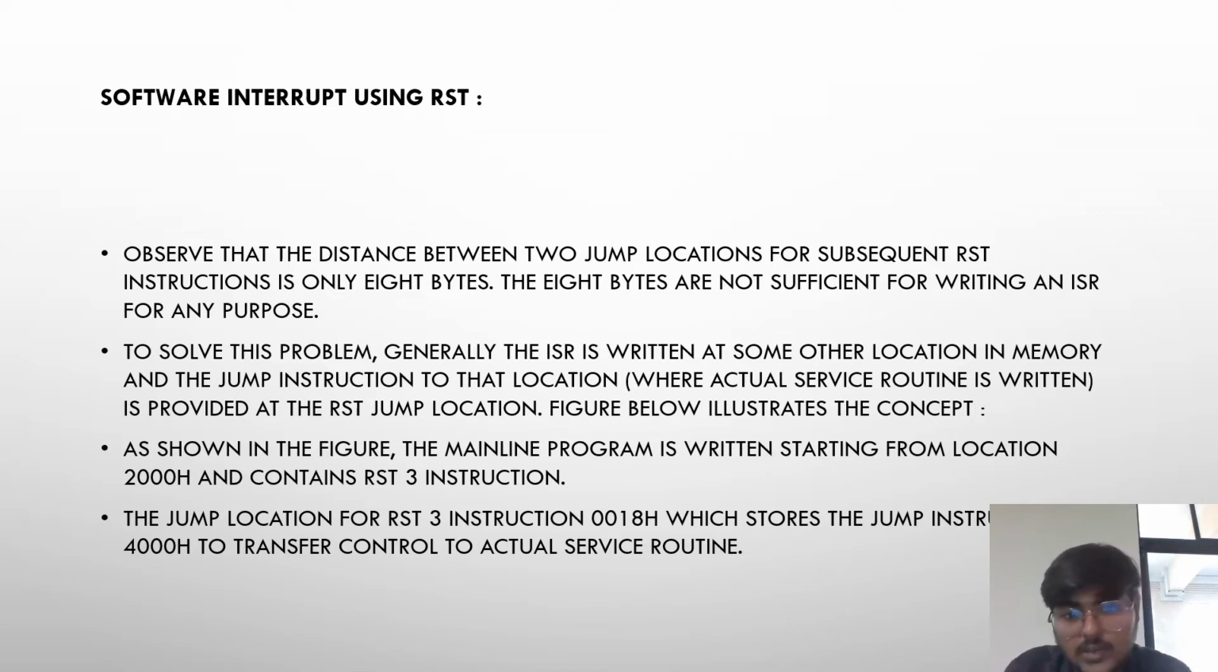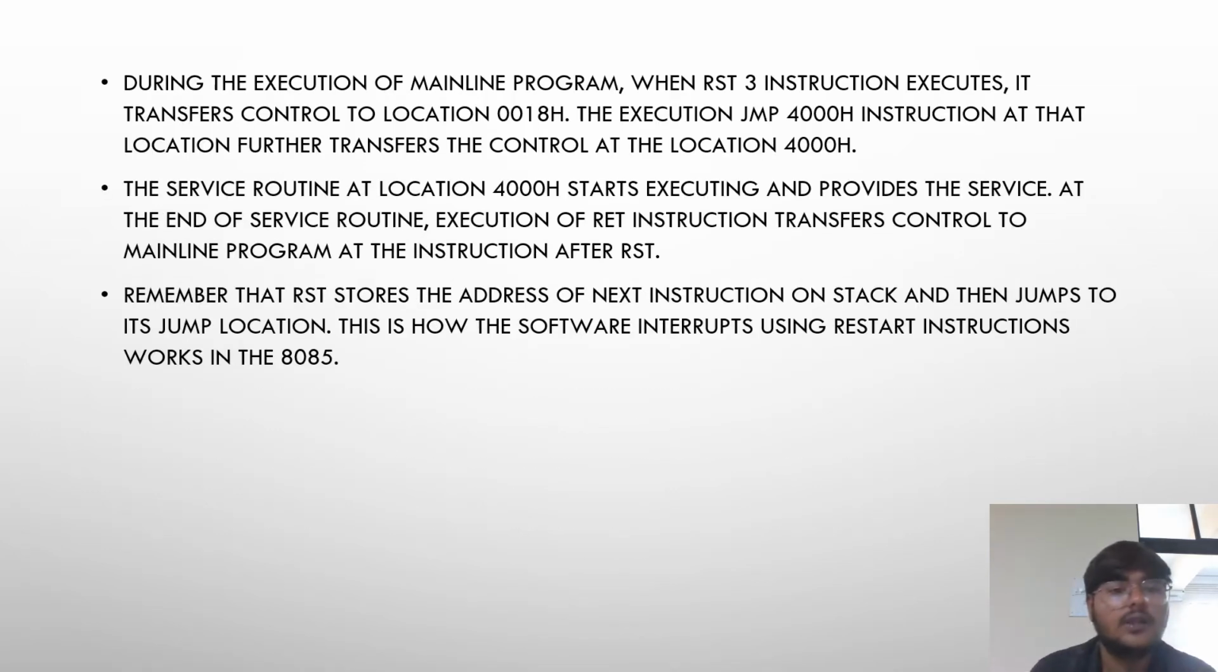As shown in the figure, the mainline program is written starting from location 2000H and contains an RST instruction. The jump location for the RST instruction is 0018H, which stores the jump instruction JMP 4000H to transfer control to the actual service routine. During the execution of the mainline program, when the RST instruction executes, it transfers control to location 0018H. The execution of the JMP 4000H instruction at that location further transfers control to location 4000H.